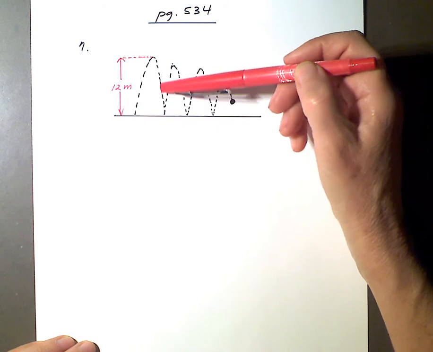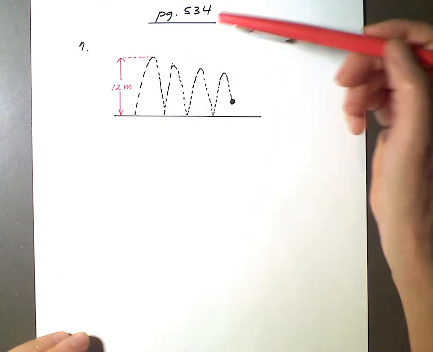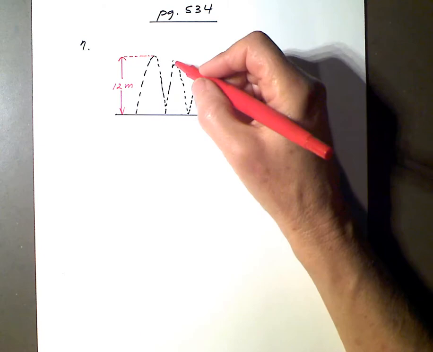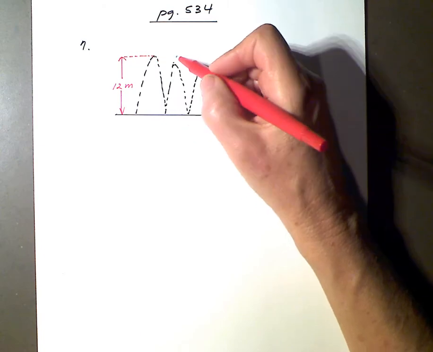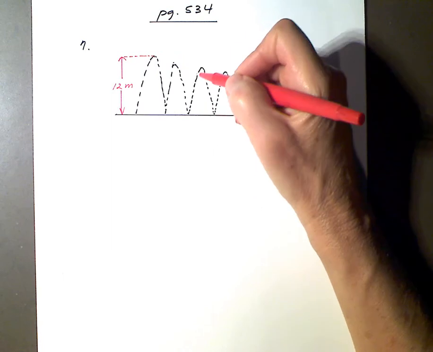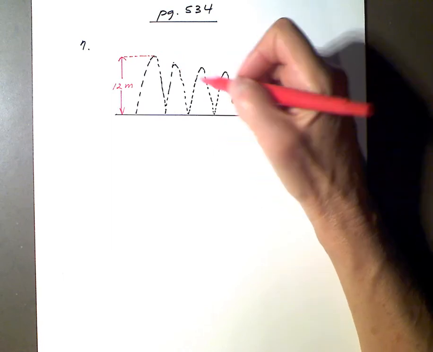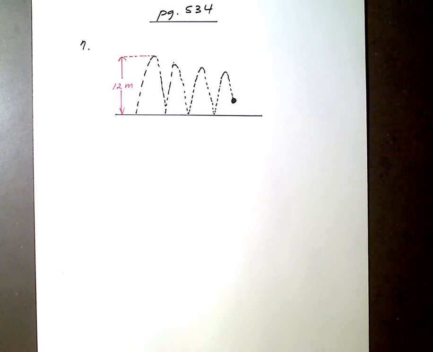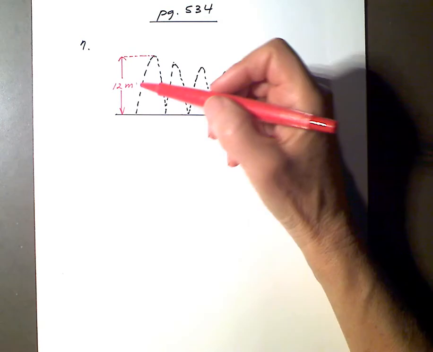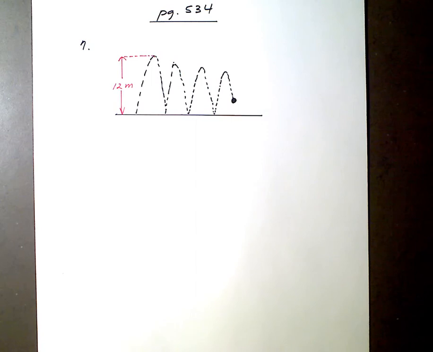Then when it goes up again, it only goes to the height was 12 on the first one. This one will go to 95% of that. And then this one will be 95% of the last one. And each bounce is only 95% of the previous bounce. So they want to know, up and down, what's the total vertical distance that the ball travels.